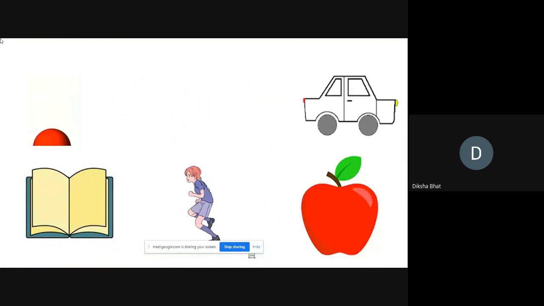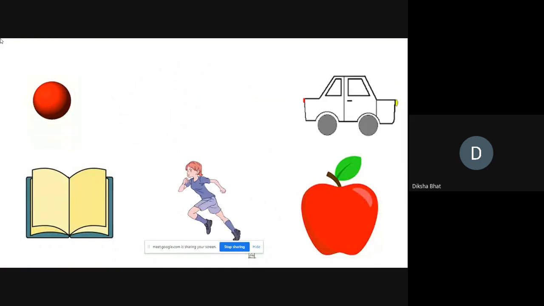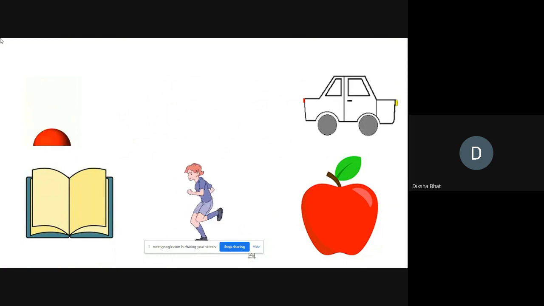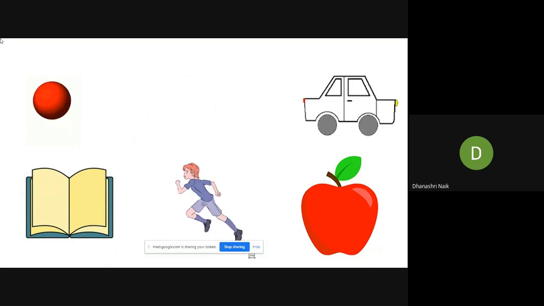Here on screen you can see some pictures. Now I want you all to classify them into two groups based on some characteristics. Well, here some objects are moving and some are at rest. Yes, correct. So some objects are moving and some objects are at rest.